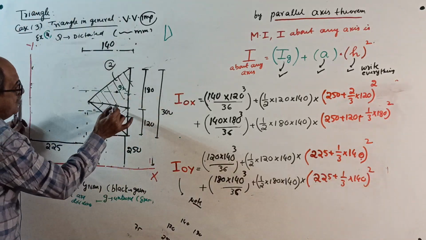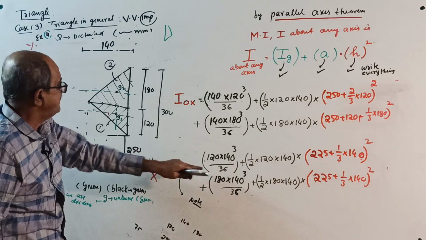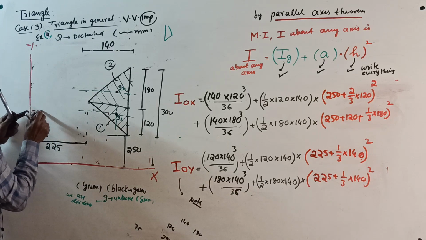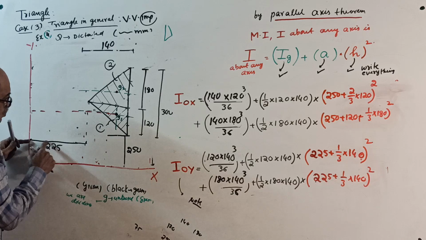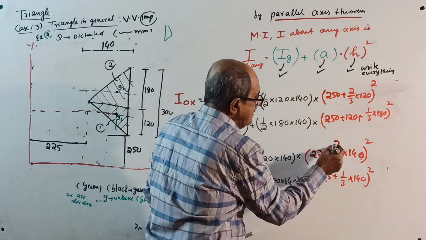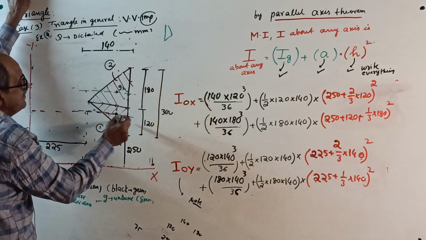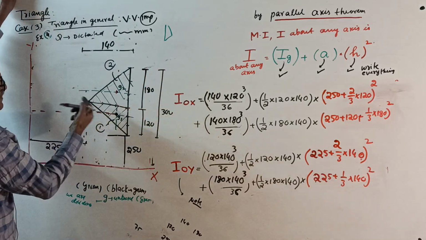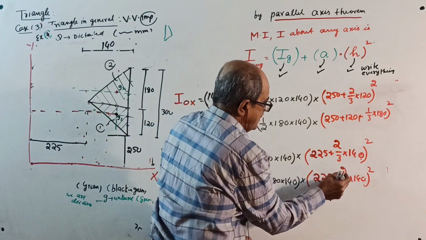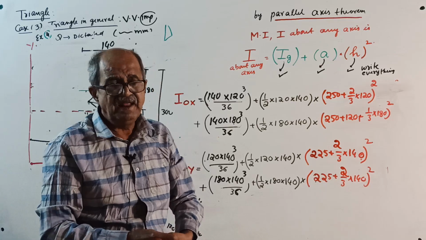Okay, then next I about OY axis. Start once again, first here, I about its own axis. 120 into 140 cube by 36 plus area into, see, from the centroid here to the required axis, this distance square, that is 225 plus 2 by 3 of 140, not 1 by 3, 2 by 3 of 140 whole square. Here, same thing. Now you can do it yourself. I about its own axis: 180 into 140 cube by 36 plus area into this distance square, once again 225 plus 2 by 3 of 140 square. Okay, this will complete triangle in general.